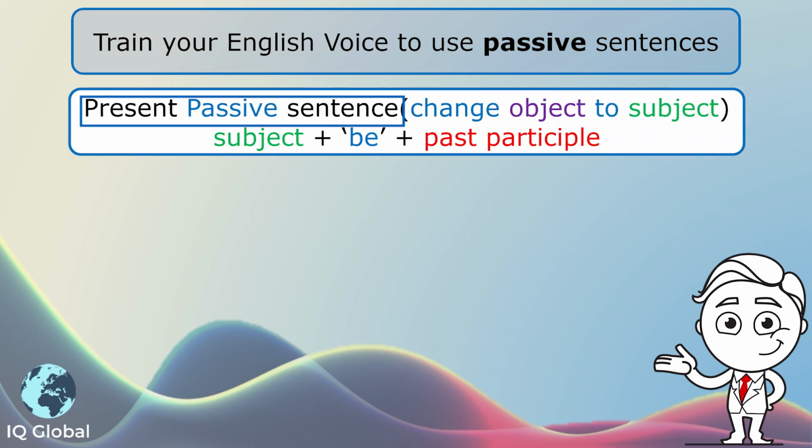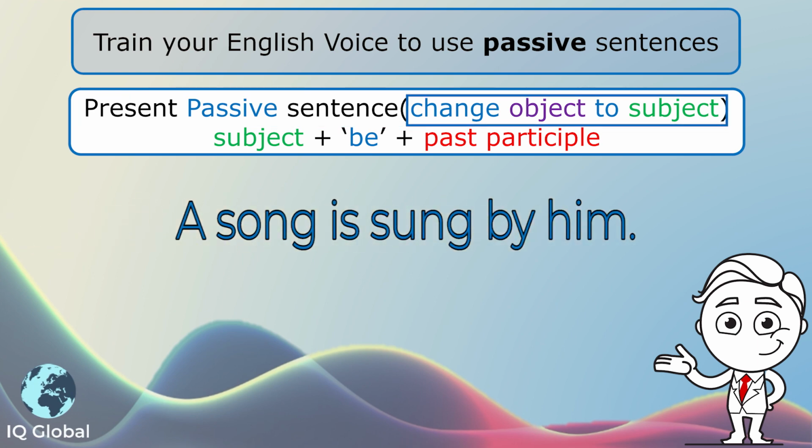Here we have a present passive sentence. Now we are changing the object and making it the subject of the sentence. A song is sung by him. So a song is now the subject, is, past participle.